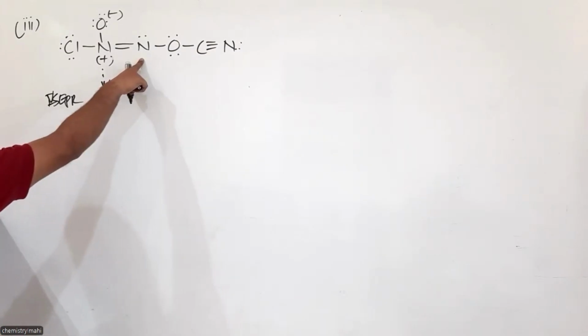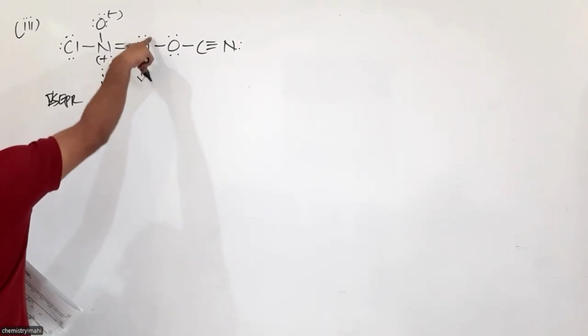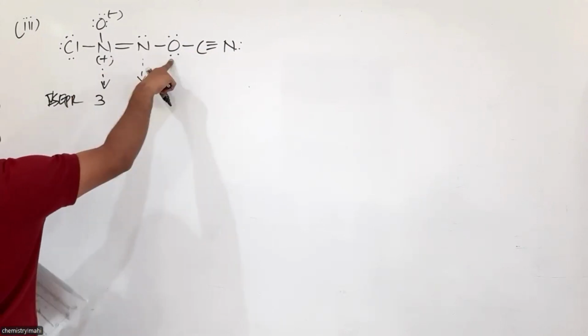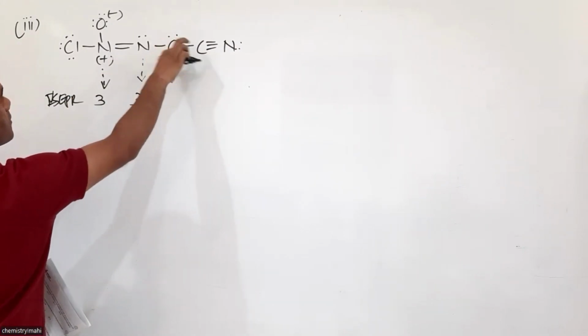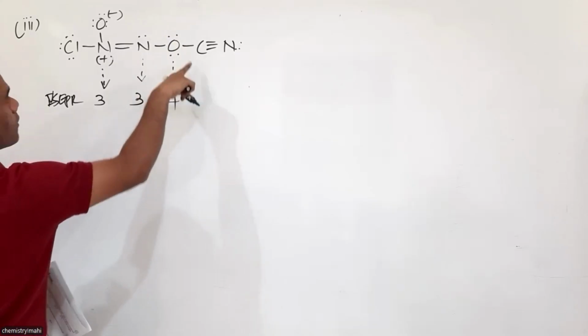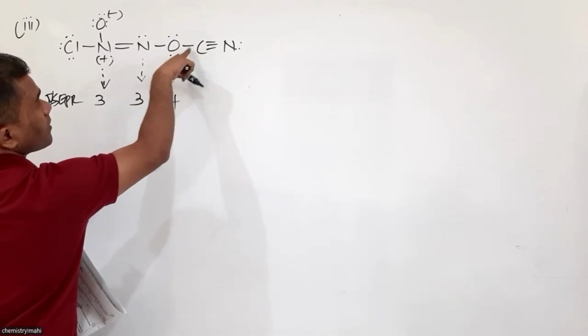Around this is N2. Around this nitrogen, sigma, lone pair, total 3. Next one, O3, this one. Yes, around this oxygen, sigma, lone pair, total 4. Around this carbon, finally. Yes, sigma, only 2.